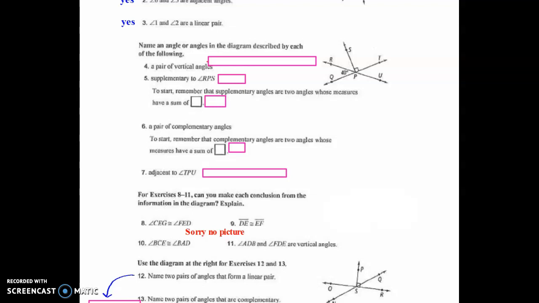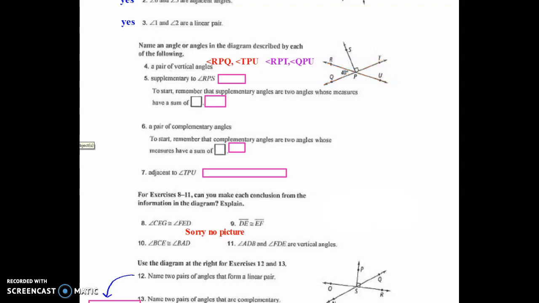Name a pair of vertical angles. Well, I have P, R, P. Let me get a line on this. Vertical angles: these two, notice, are across from each other. Great. That is RPQ and TPU. All right. Now, there is another set there.